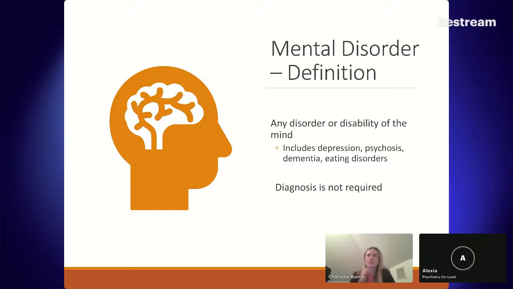Learning disability is an interesting one. People with learning disabilities can be detained under the Mental Health Act, but only if their associated behaviour is abnormally aggressive or seriously irresponsible. So you can't detain somebody just because they have a learning disability.